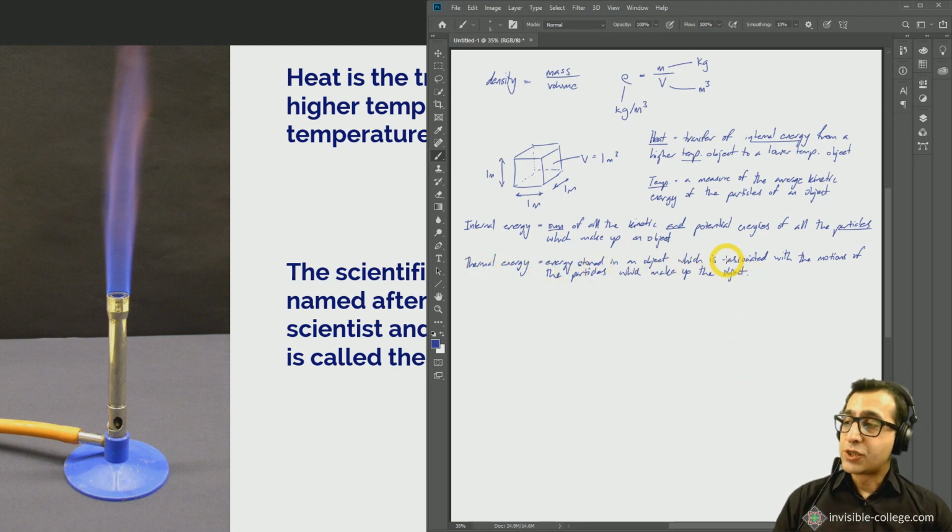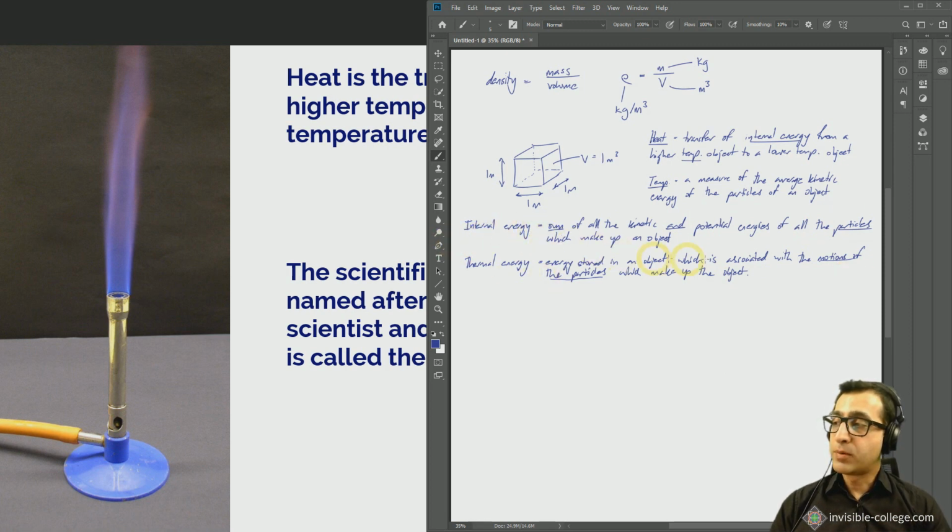So, thermal energy is just the kinetic energies of the particles which make up the object, whereas internal energy includes the thermal energy, includes the motions of the particles and the energy associated with them, but it also includes the potential energies of all of the particles.